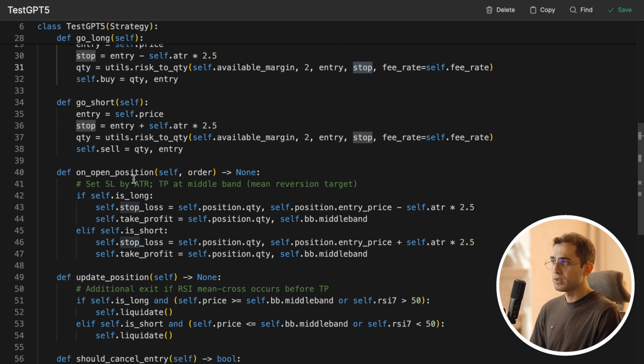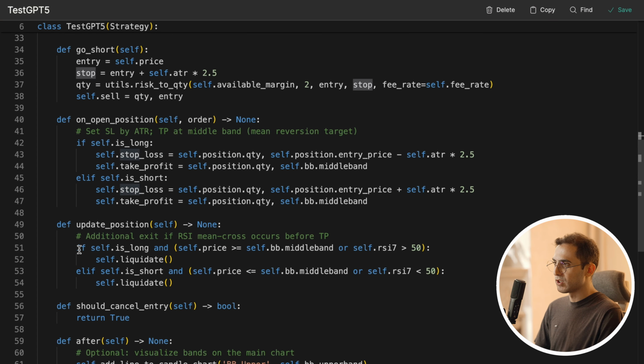Then it's saying once the position is open, if it's a long position, submit the stop loss and take profit. For the quantity, use the current position's quantity, and for the price, use the entry price of the current position minus 2.5 times the ATR. And for take profit, we want to use the middle band of the Bollinger Band. So this is a perfect 101 mean reversion strategy in Python.